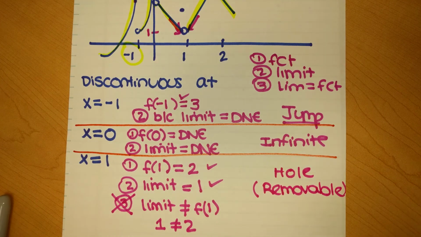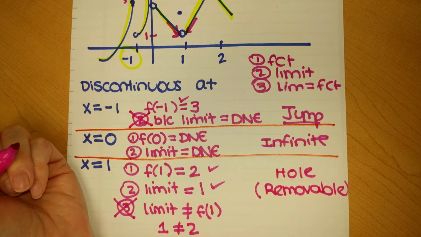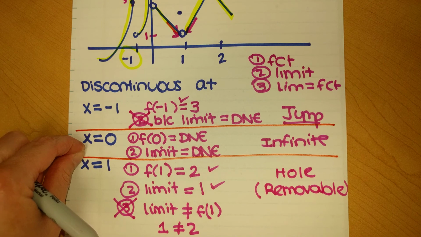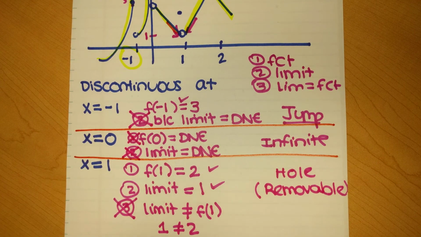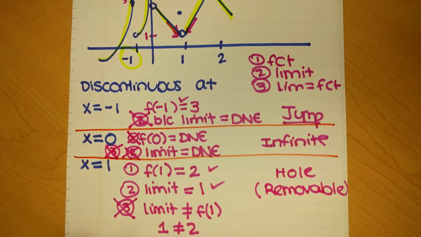Okay? So just to make it crystal clear, for x equals -1, the condition that was not satisfied was condition 2. For x equals 0, every condition was not satisfied: 1, 2, and of course 3 was also not satisfied. And then for the very last one, x equals 1, the third condition was not satisfied.